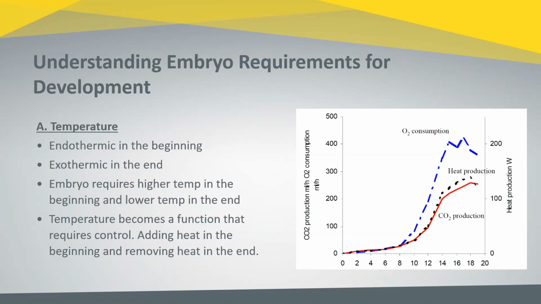When we look back at our list under temperature, we know that the embryo requires a higher temperature in the beginning and a lower temperature in the end. Therefore, temperature becomes a function that requires control: adding heat in the beginning, removing heat in the end.